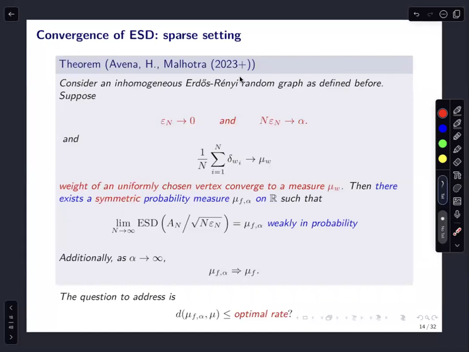But the ideal would be that I have a metric, maybe a Kolmogorov metric or a Kolmogorov-Smirnov or a Wasserstein distance or any nice distance, and I want to show that if I look at the distance between the limiting measure, which comes in the sparse case, and, sorry, there should be an F here, this is the dense case. So what is the optimal rate between the sparse and the dense case? That's the possible target to achieve.